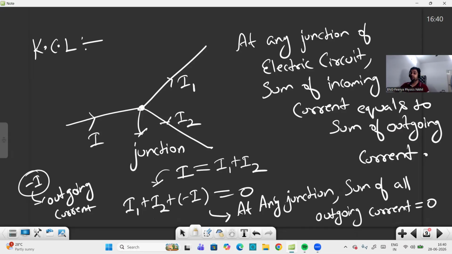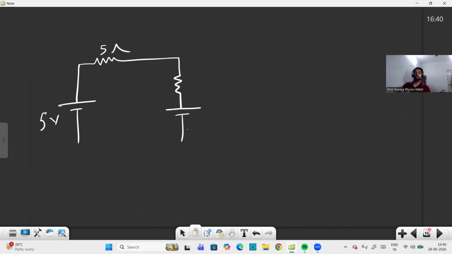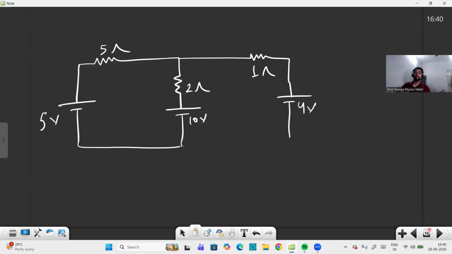How? I will tell you. So just try to understand. Here, for example, I have a 5 volt supply and here 5 ohm. Same way here, if it is a 10 volt supply and 2 ohm here, and same way at this point, if it is a 4 volt supply and 1 ohm. And in the question, it is asking the current in each branch.